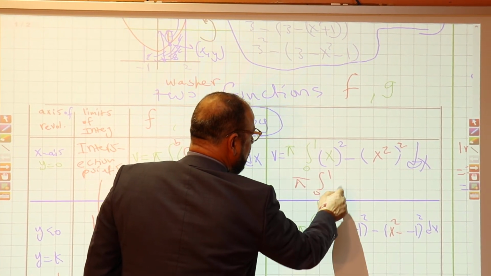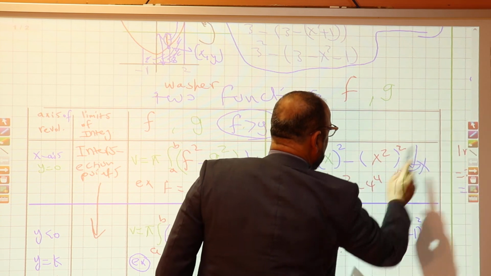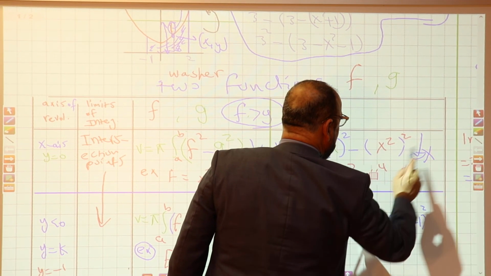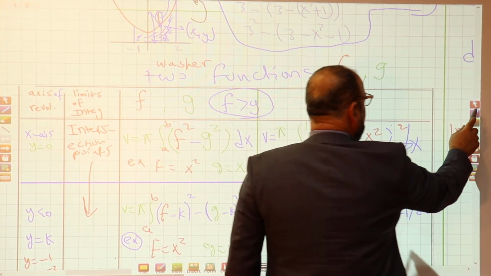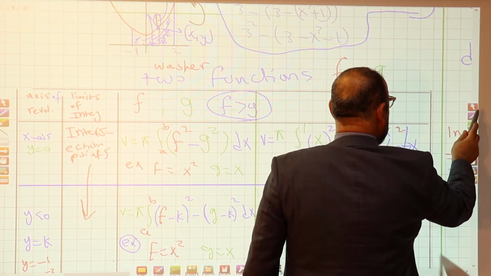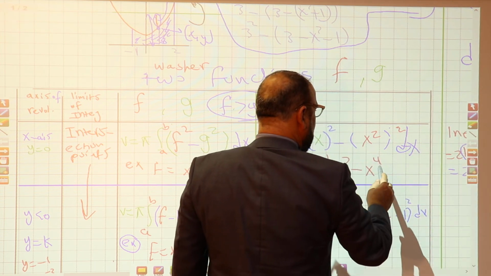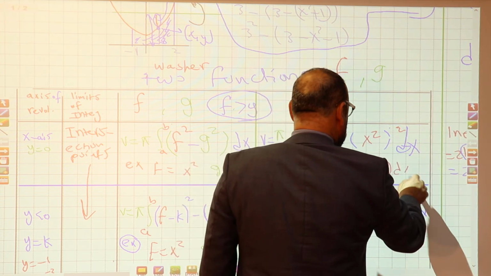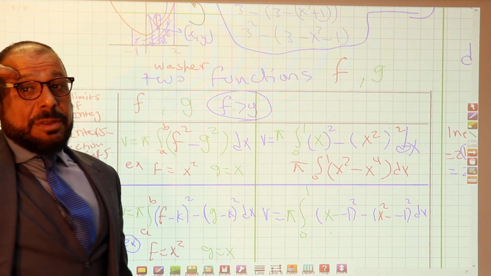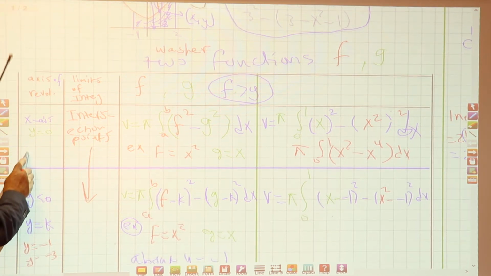Pi, 0 to 1, x squared minus x to the 4th. Very easy integral. Very easy integration. x to the 4th dx. How much? What's the time now? 24. Okay, let me just do the second case. Let me just finish all of it.